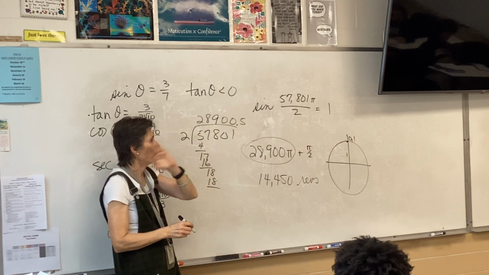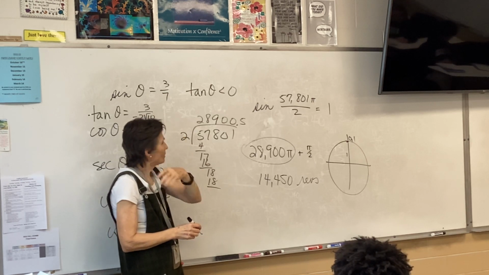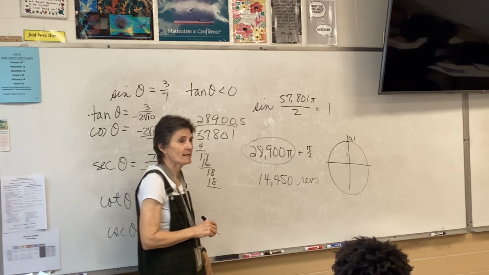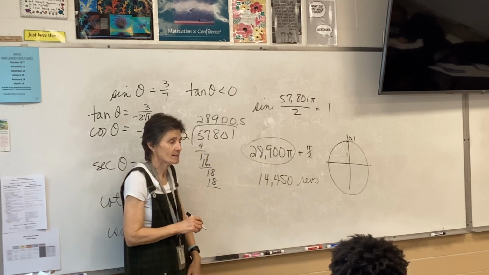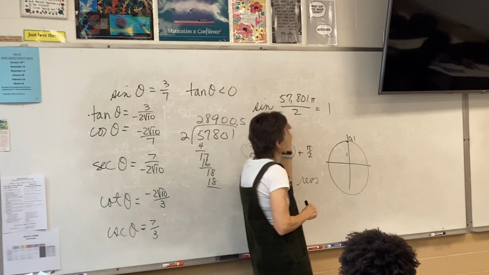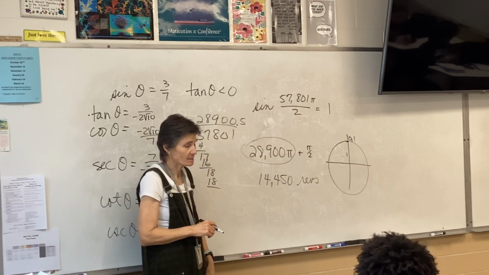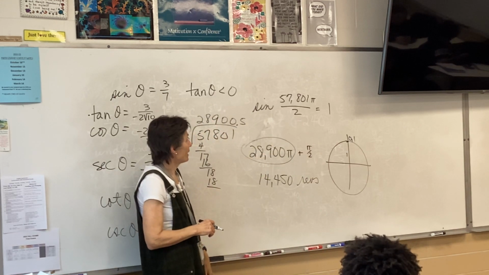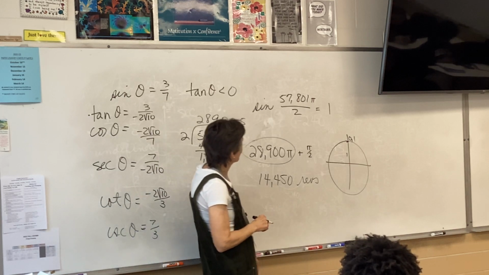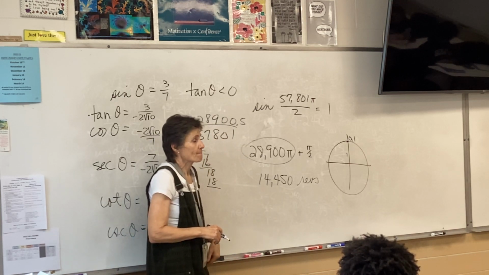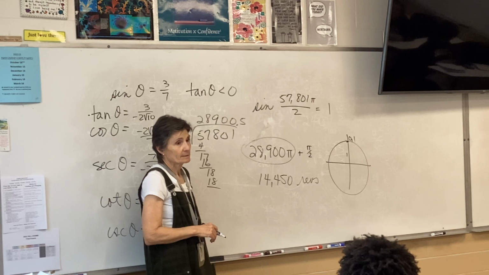Take your calculators out. We're gonna do a couple of different things. Put your calculator in radians. And type this one right here. Make sure you're in radians. Type sine 57,801 pi divided by 2. Tell me you got 1.